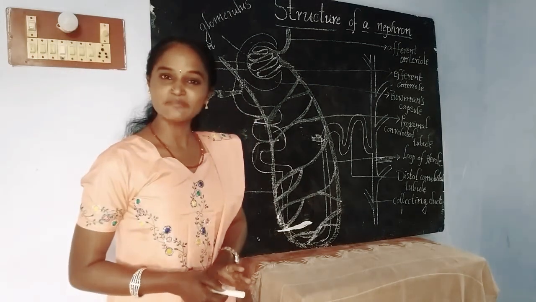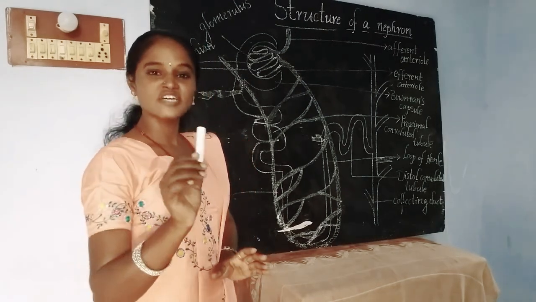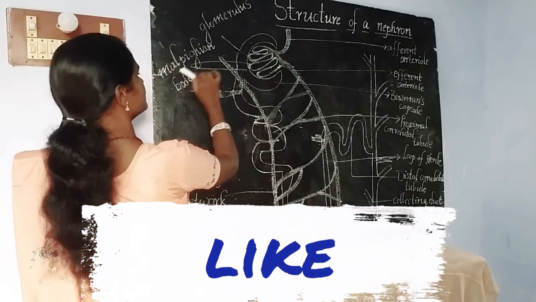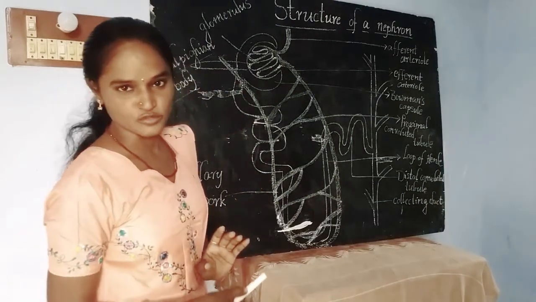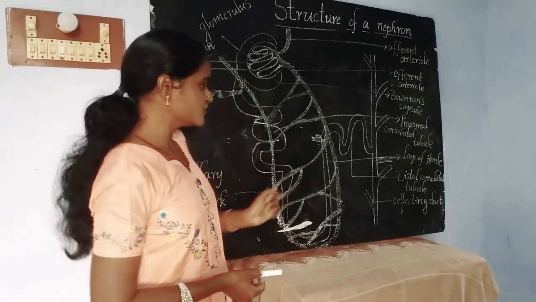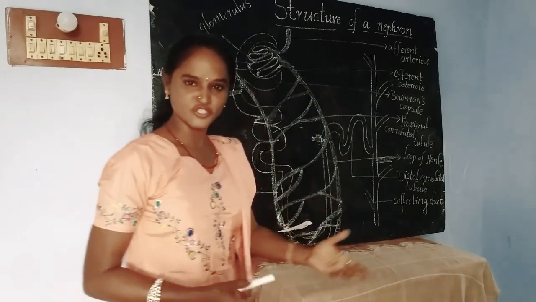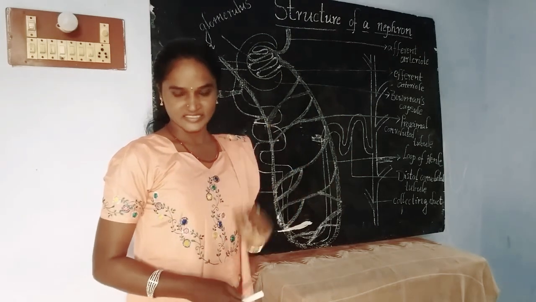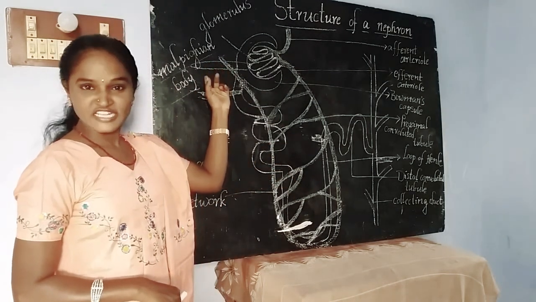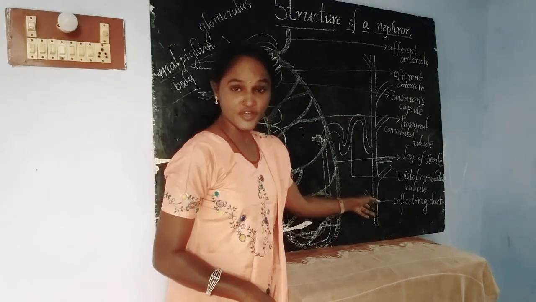The nephron is mainly made up of three important parts. What are they? The first one is called renal capsule or Malpighian body. The second one is called renal tubule. And the third one is collecting duct, or collecting tube. Whatever you want, you may call it collecting tube or collecting duct. The nephron is made up of three important parts: Malpighian body or renal capsule, renal tubule, and collecting tube or duct.